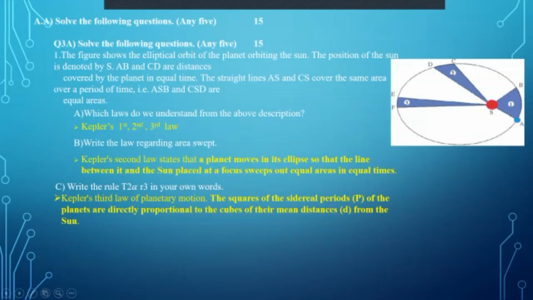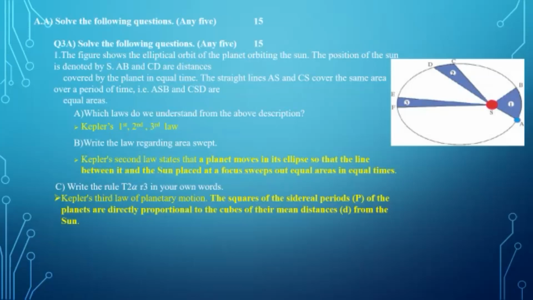Then see, students, write what Kepler's second law states. Kepler's second law states that a planet moves in its ellipse so that the line between it and the sun, placed at the focus, sweeps equal area in equal intervals of time. This is the second statement, right? That if we take ASB or CSD, the area swept will be equal.